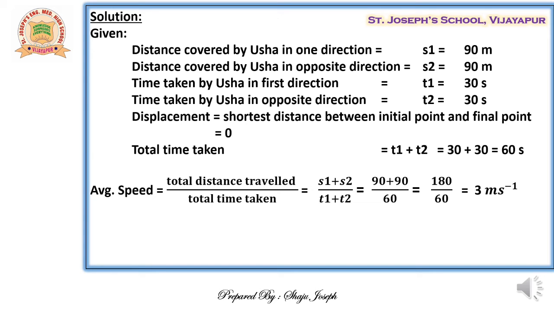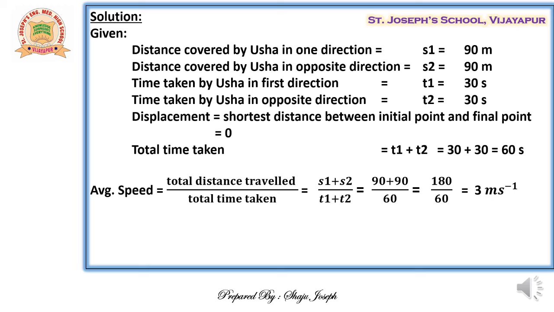So we can call the summation of all the distances, that is 90 plus 90. S1 plus S2 becomes 90 plus 90, which is 180. And total time taken will be 60. So in the denominator we have 60 seconds, which is 1 minute that they have given. So the final answer will be 180 divided by 60, which is 3 meter per second. 0, 0 cancel, 6 ones are 6, 6 threes are 18. So what is the average speed? That is 3 meter per second.